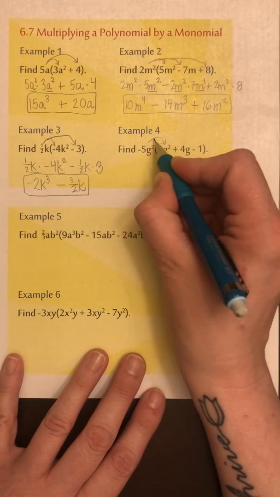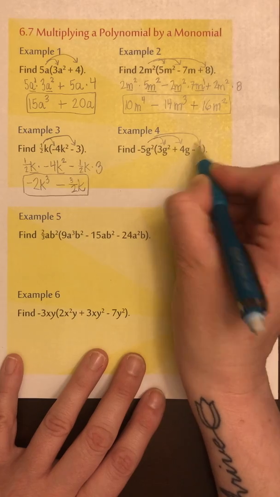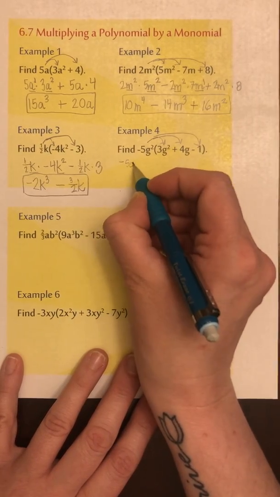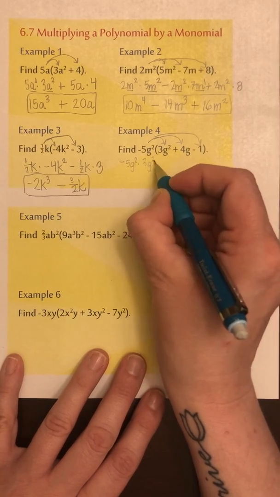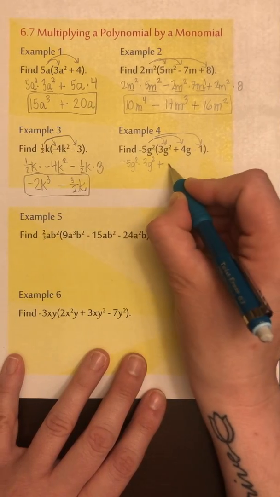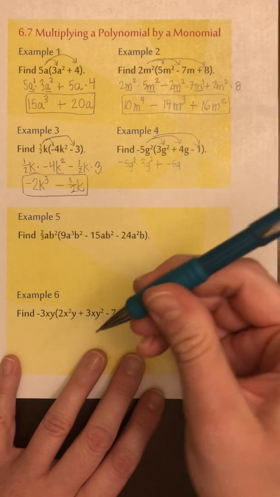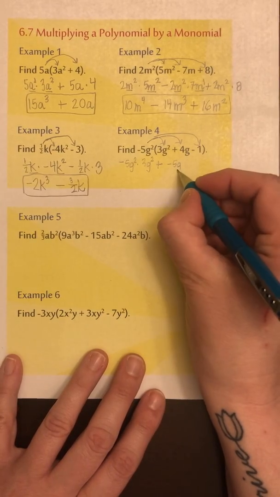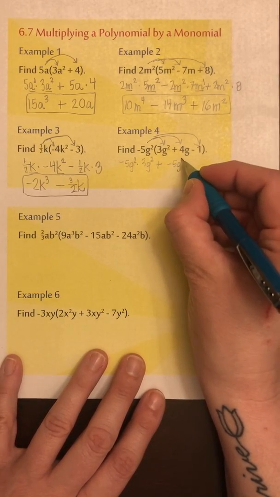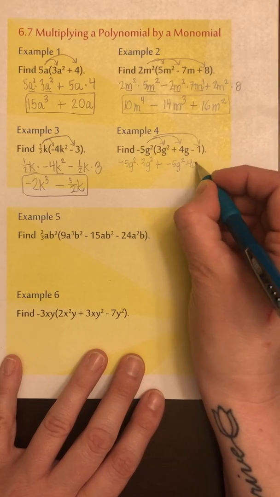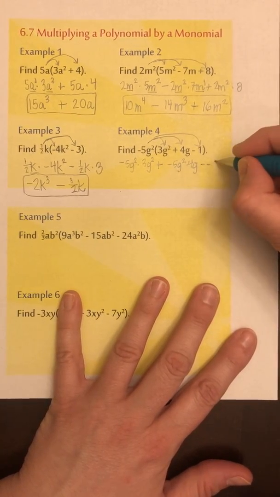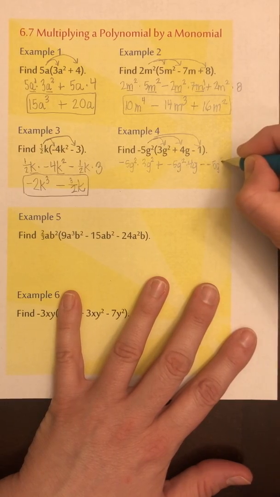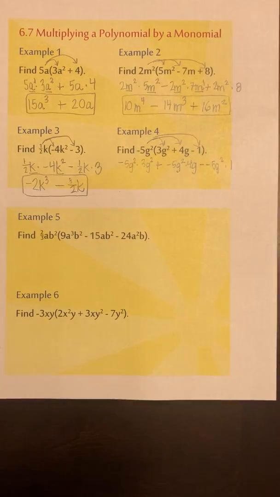All right. Same thing. So I have negative 5g squared, and I'm going to multiply that times 3g squared plus negative 5g squared times 4g minus negative 5g squared times 1.